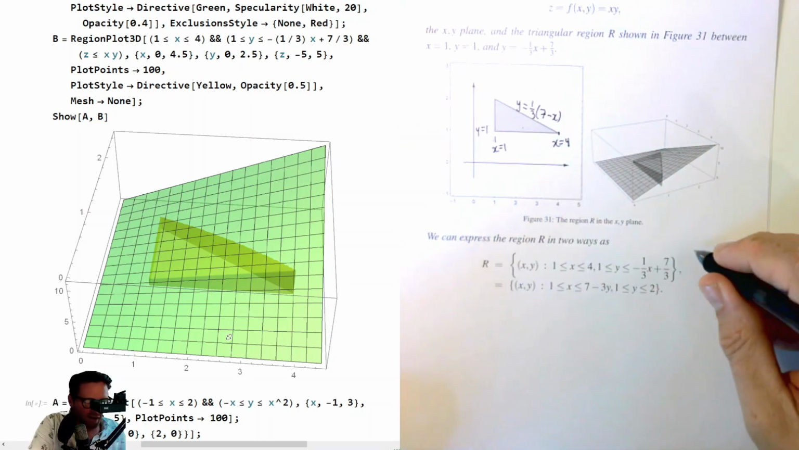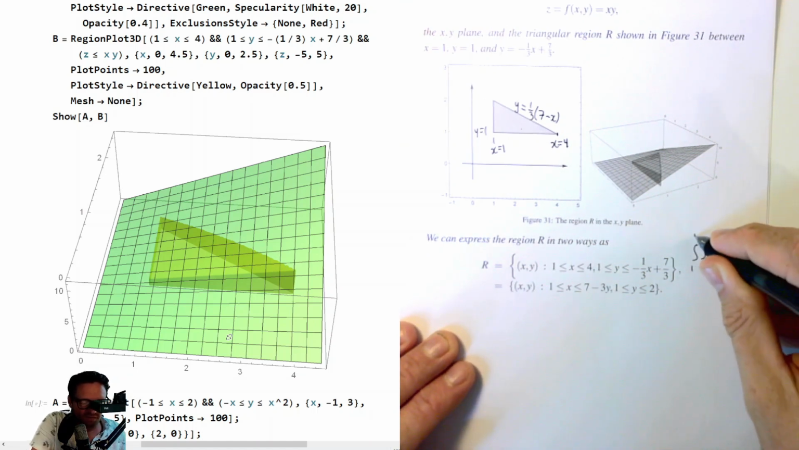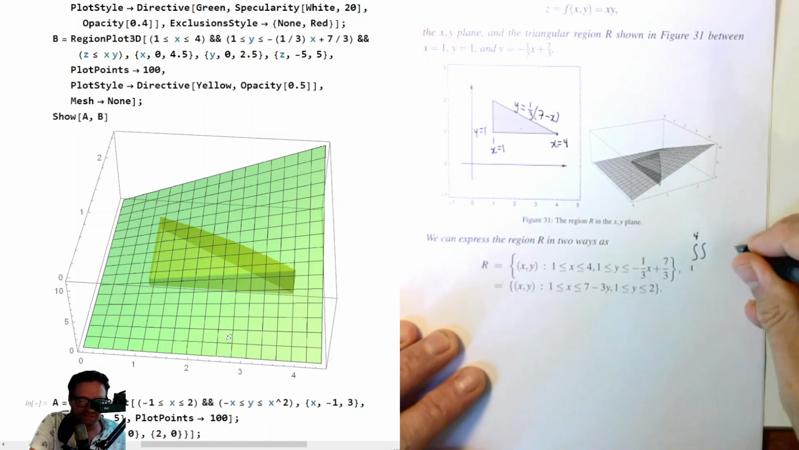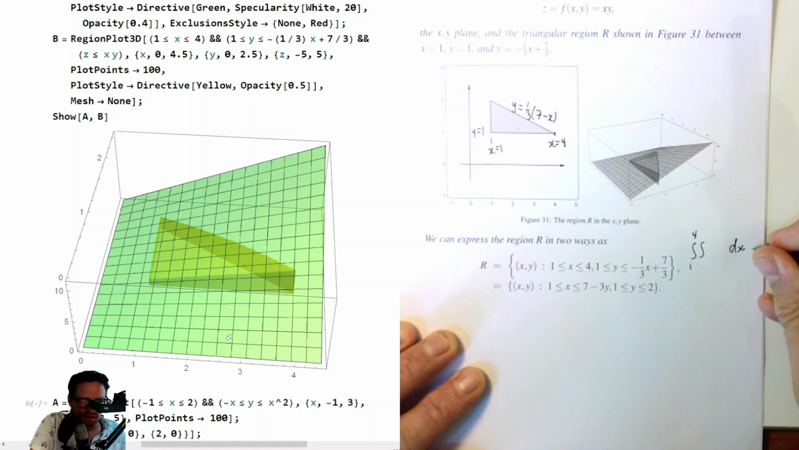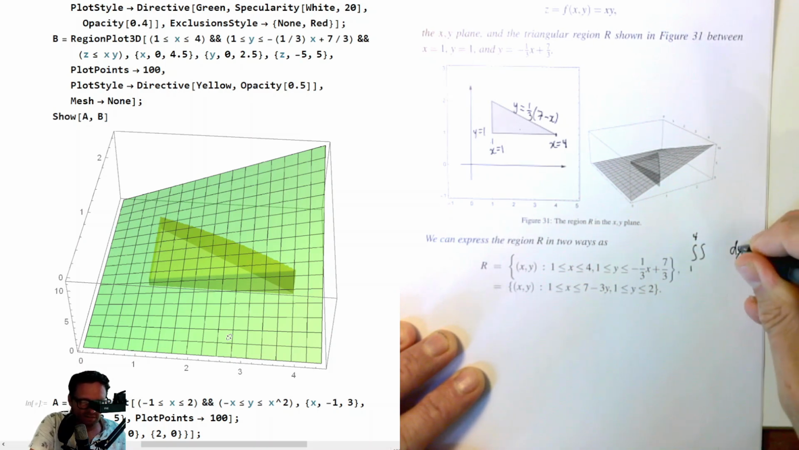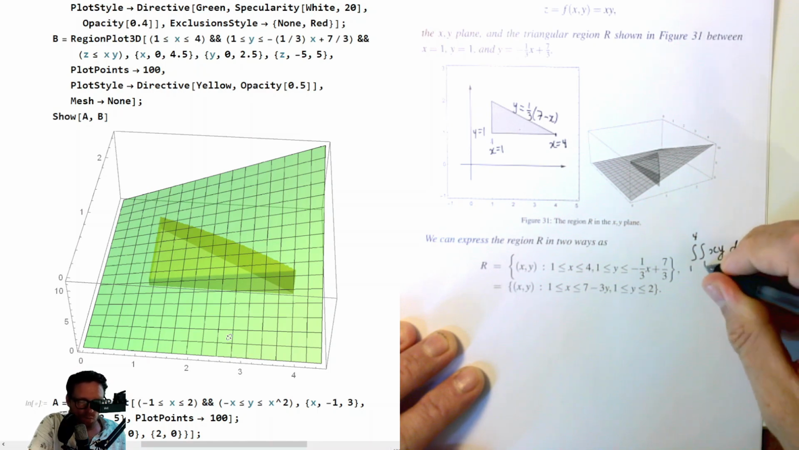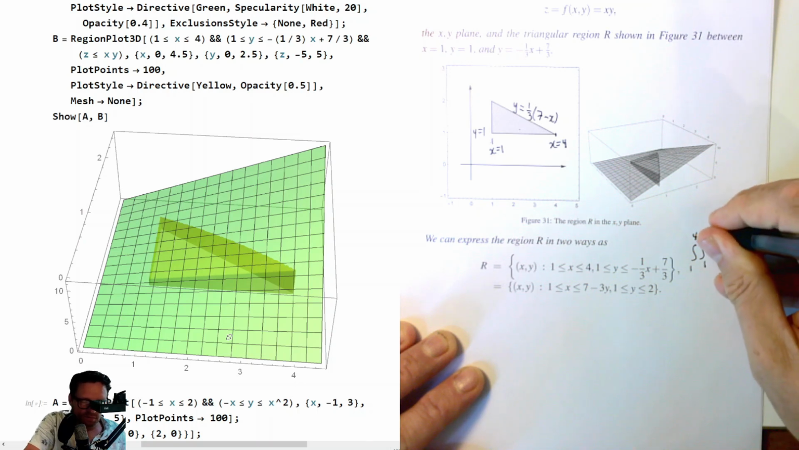Okay, and remember, we would write this 1 to 4 on the outside, and that's x going from 1 to 4, so we put the dx on the outside, right? And then the dy on the inside. So we're integrating x times y, and then y goes from 1 to (7 minus x) all over 3.